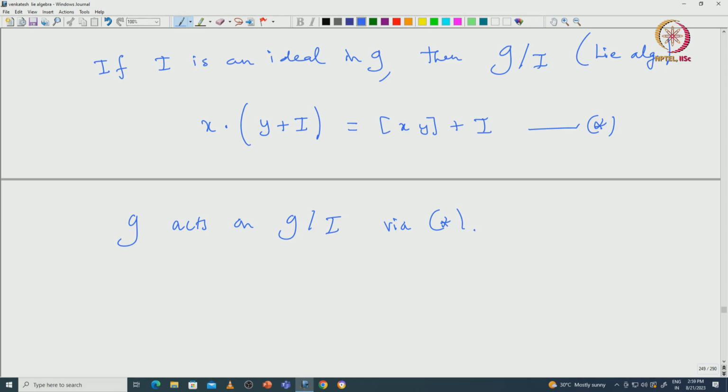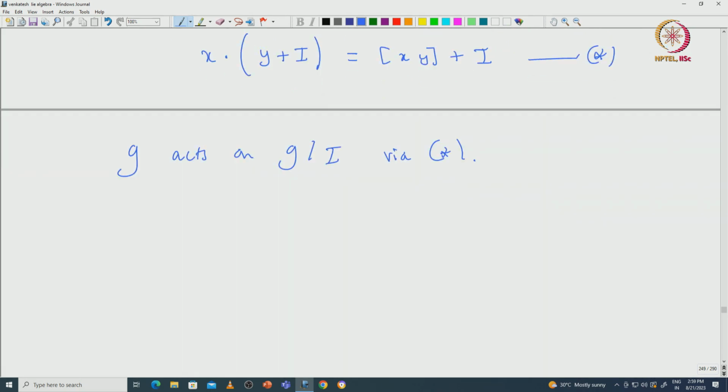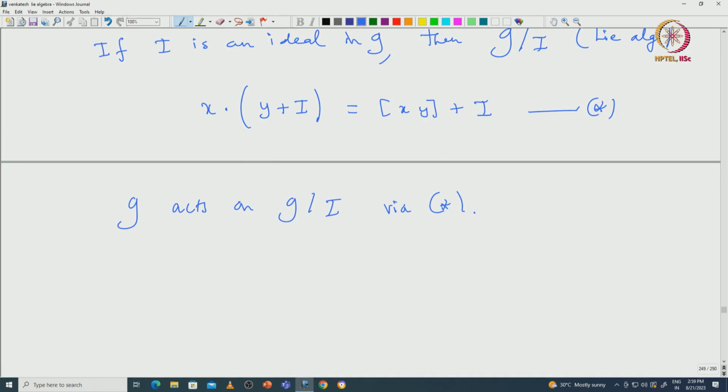So, this is indeed a G module action on G mod I. Okay. So, that is easy to see. So, you can actually think about it. So, I will leave it to you to check.